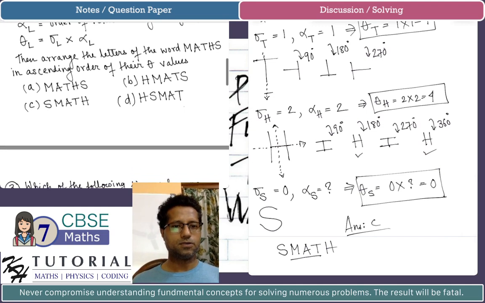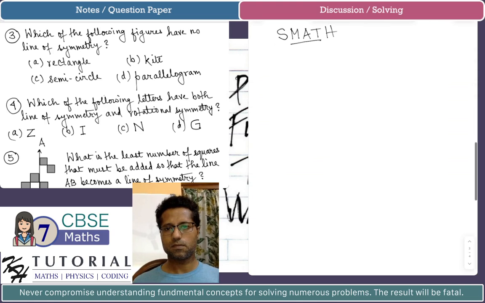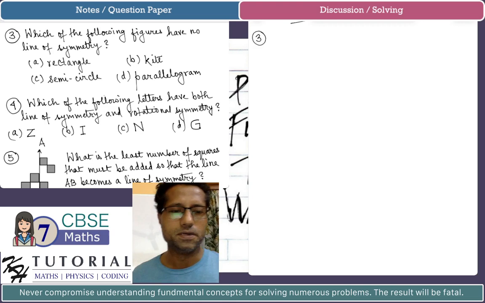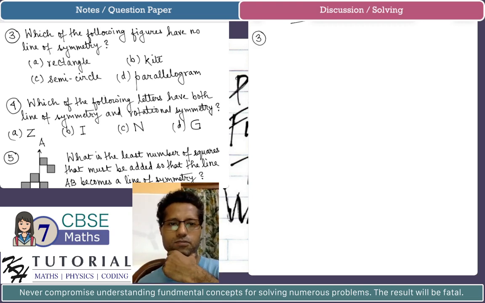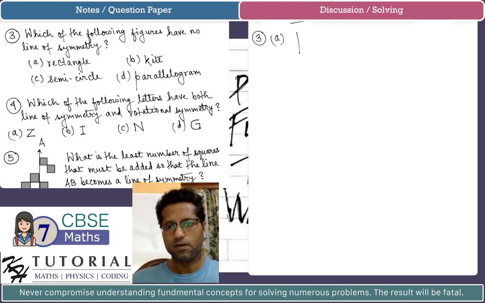Okay, let's do problem number 3. Which of the following figures have no line of symmetry? Rectangle have no lines of symmetry? No, a rectangle we obviously have. For any rectangle, obviously we have two lines of symmetry.